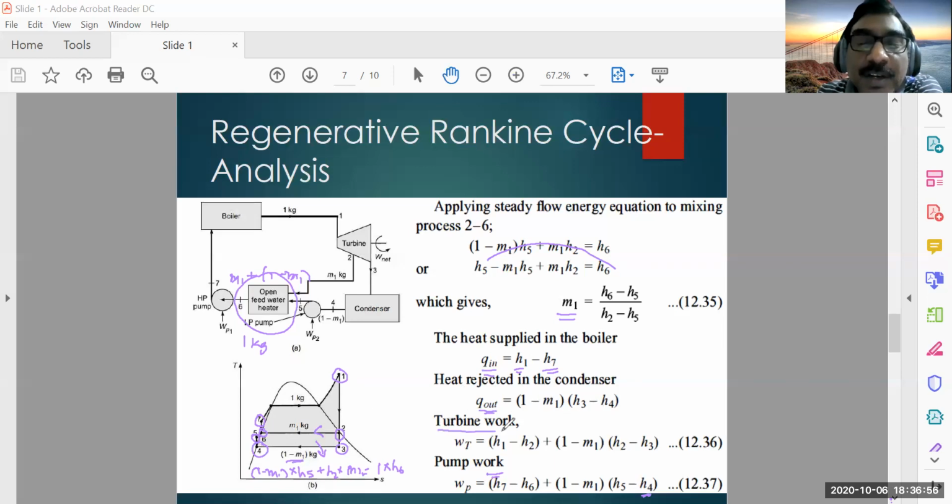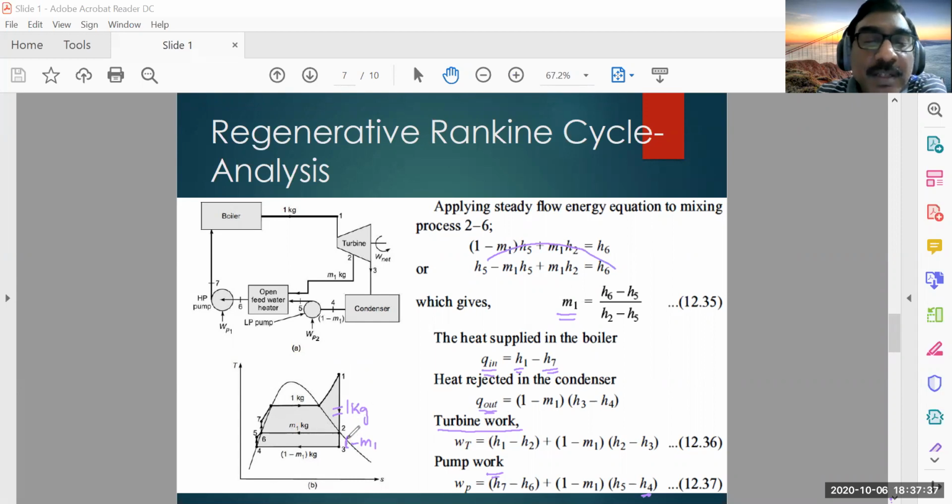And turbine work, you see here carefully. Turbine work is given by the difference of enthalpies during the process multiplied by the quantity of the steam. Here, the full 1 kg is coming from 1 to 2, but from 2 to 3 it is (1 minus m1) kg, and between 2 and 6 this is m1 kg.